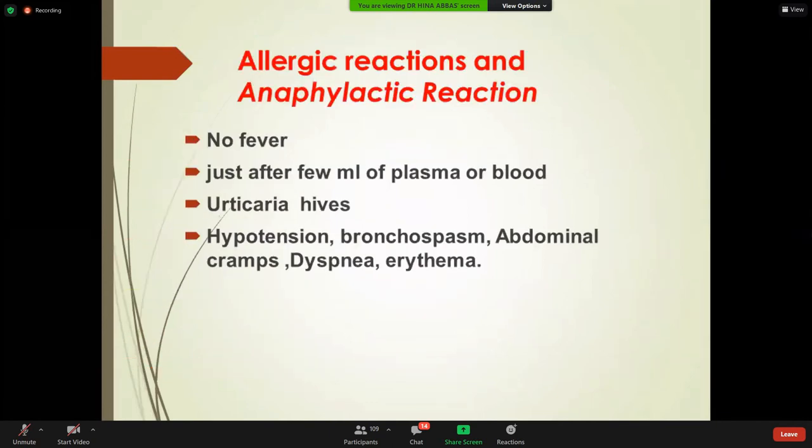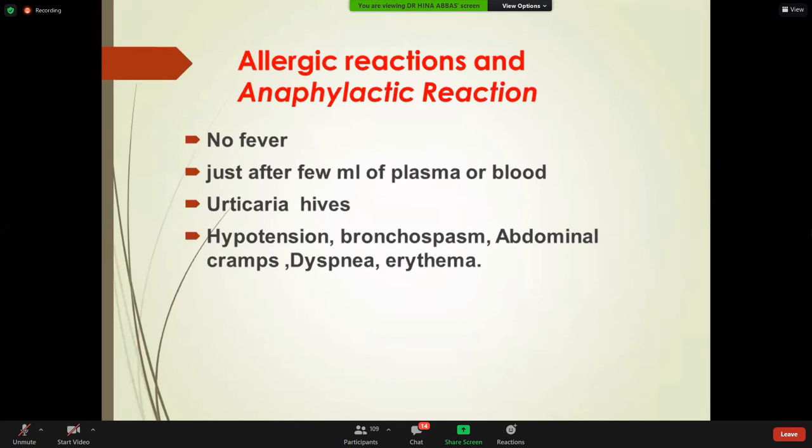The second important reaction is the allergic and anaphylactic reaction. The classic sign is that there is no fever. Just after a few ml of plasma or blood, this allergic reaction starts. I don't need to explain the mechanism; in fact, you will explain what kind of reaction anaphylaxis is, what its cause is, and how it takes place. You have studied hypersensitivity in immunology: type 1, type 2, type 3, type 4. What is an anaphylactic reaction? It can occur from any allergen. Type 1 hypersensitivity. Okay, next.